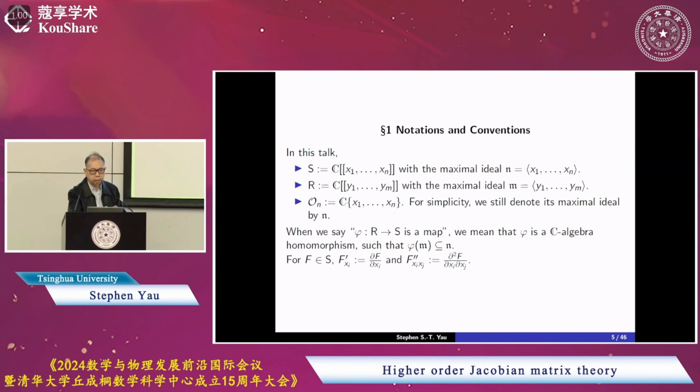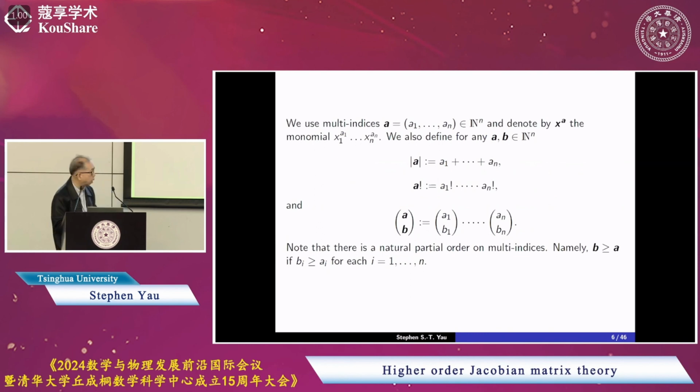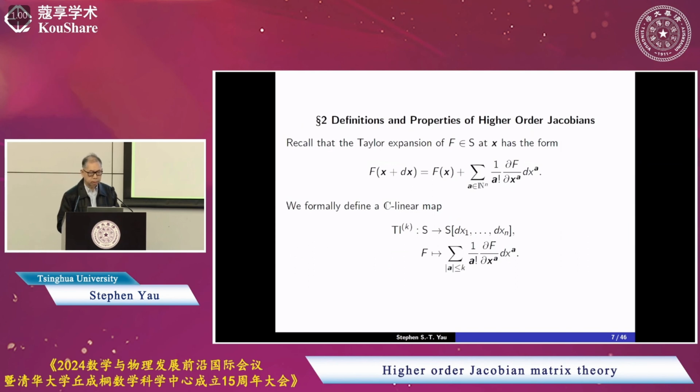This is the notation. S is a power series ring, the maximal ideal N, and R is also a power series ring, M is the maximal ideal. ON denotes the convergent power series ring. And the map between two rings is preserving the maximal ideal, sending maximal ideal to maximal ideal. And this is the classical notation. We use this classical notation also to make the theory easier to understand.